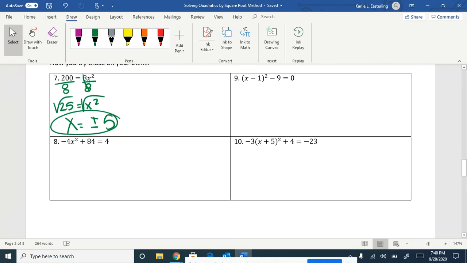For number 8, again, you can do this one on your own. You shouldn't need my help. So go ahead and do it, and then when you come back, I'll go over the answer.